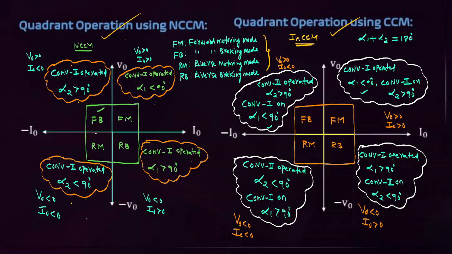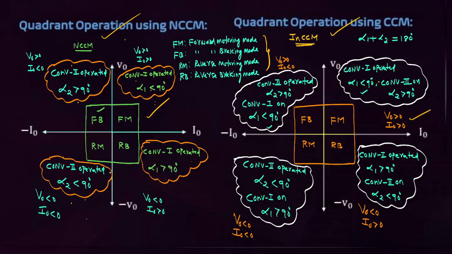In the case of non-circulating current mode, and in circulating current mode, just modify this one. Just remember this one. Here alpha 1 is less than 90, alpha 2 is greater than 90. Both converter 1 and converter 2 are operating. Converter 1 is in on state, and converter 2 also because it is circulating current. This is the quadrant operation of non-circulating current mode, and this is the quadrant operation of circulating current mode.